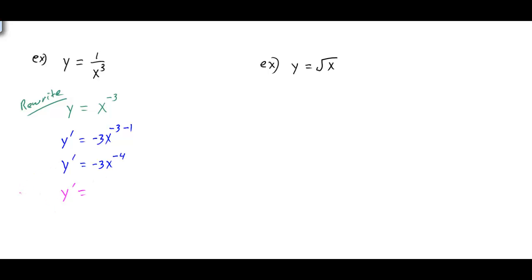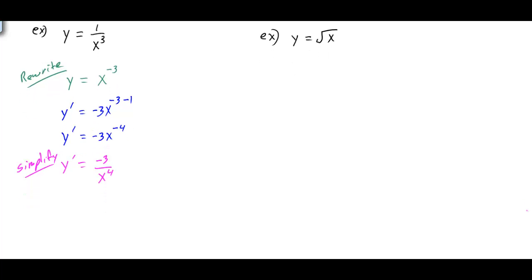And your very last step would be we could actually rewrite or simplify this. All we're going to do is make our exponent positive, so we would have negative 3 over x to the 4th. Now be careful. We do not move the negative 3 because the negative 4 exponent is only with the variable x. So your derivative is negative 3 over x to the 4th.